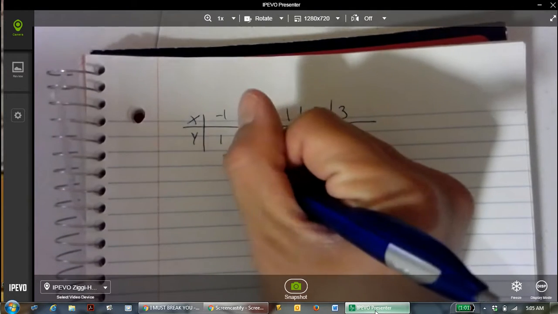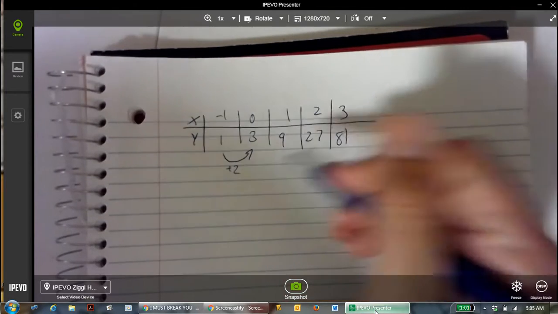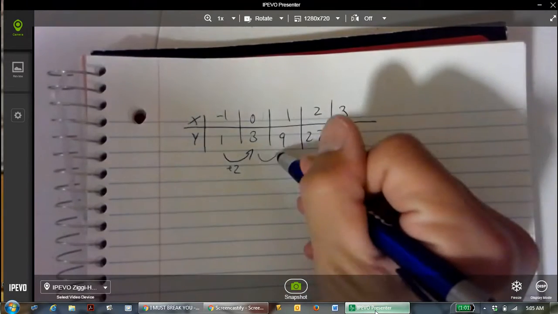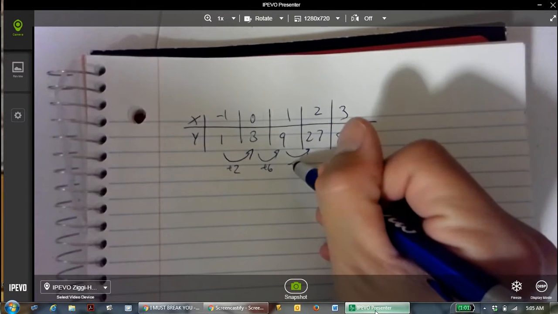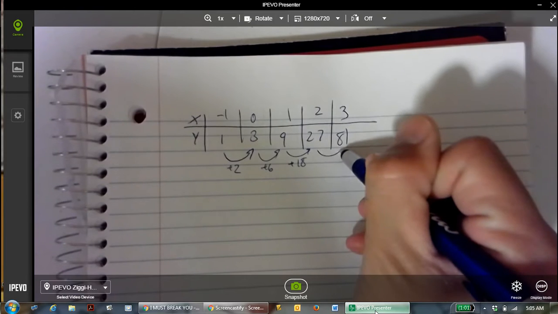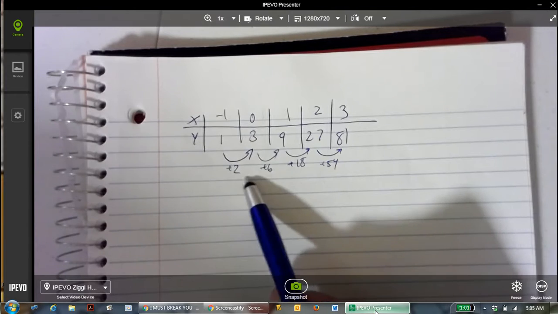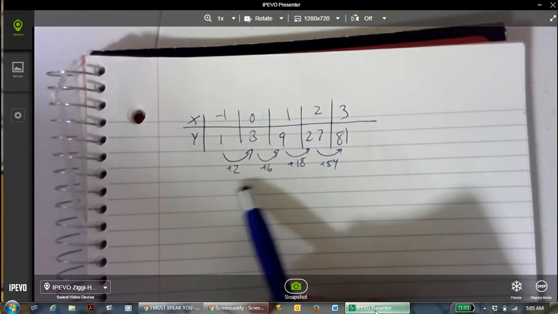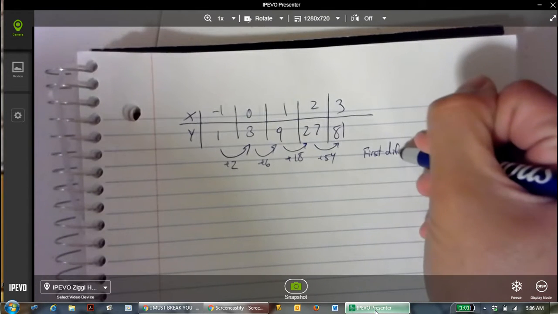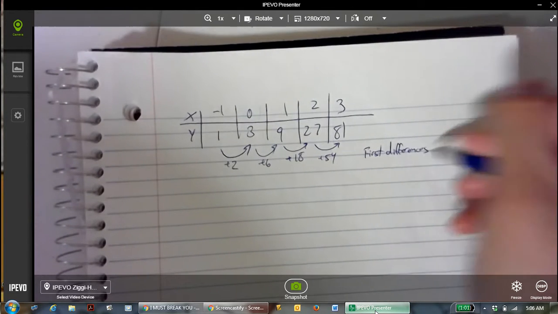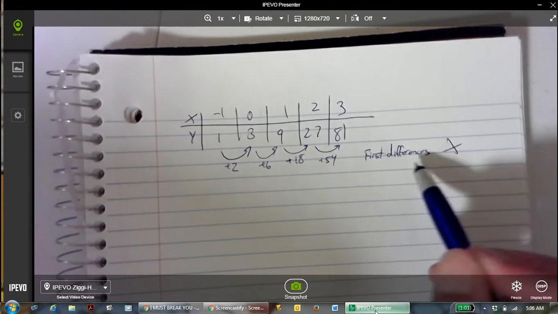So let's just try the first differences test. From 1 to 3, I had to add 2. From 3 to 9, I had to add 6. From 9 to 27, I had to add 18. And then from 27 to 81, I actually had to add 54. Does this pass the first differences test? No. You don't have to write this down, but it makes it very clear. First differences? No. This does not pass the first differences test.